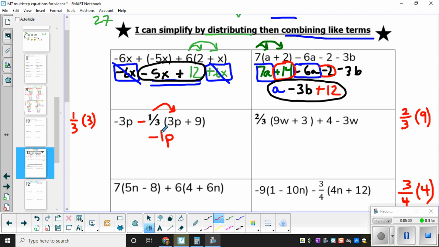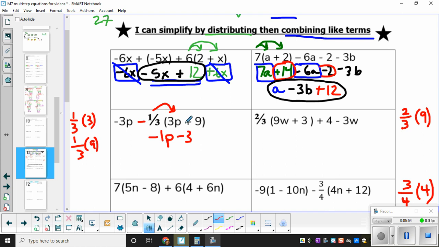And I'm going to put the 1 for right now just because when it's in the final answer, I can go ahead and not put it. But when we're going to have some math to do, it might be easier to see it here. So this is a -1p. And then here we have a negative times a positive. So this is going to be a negative answer. And when we do a third of the 9, that's basically the same thing as 9 divided by 3. So 9 divided by 3 is 3.